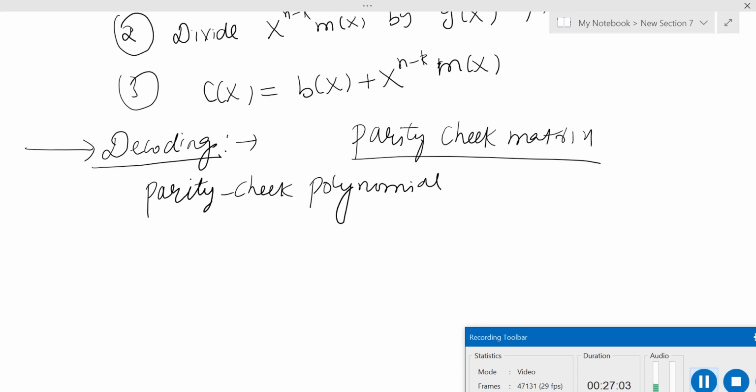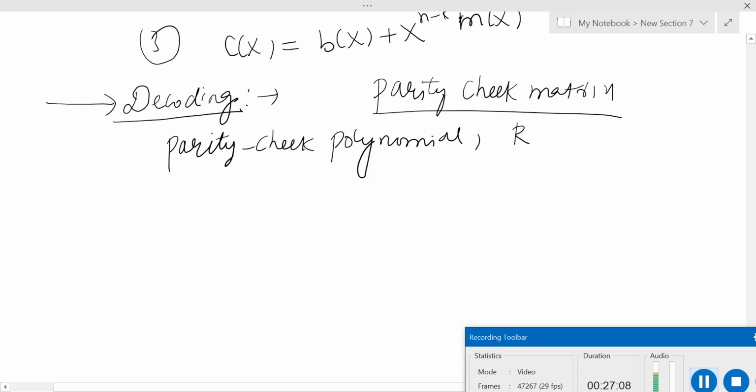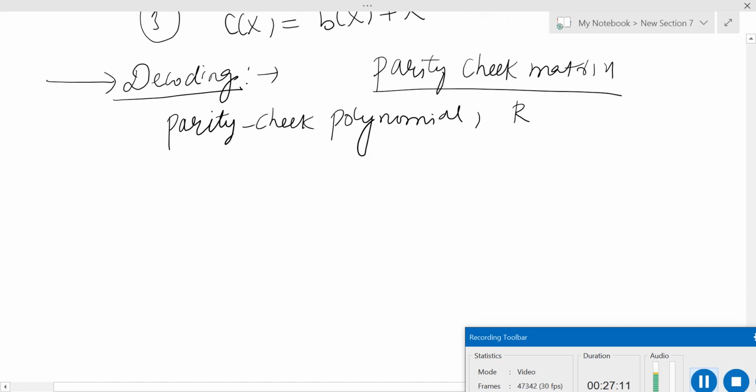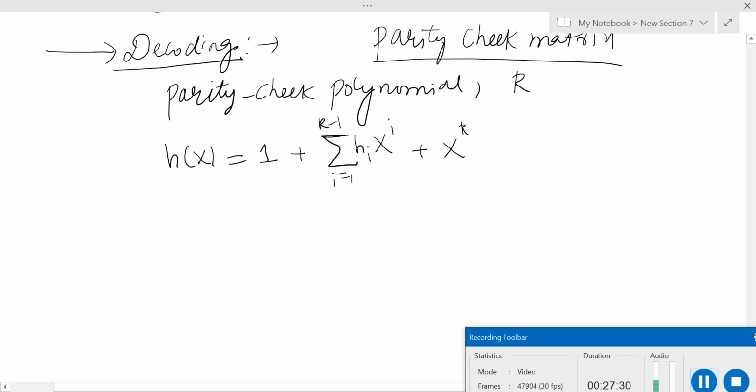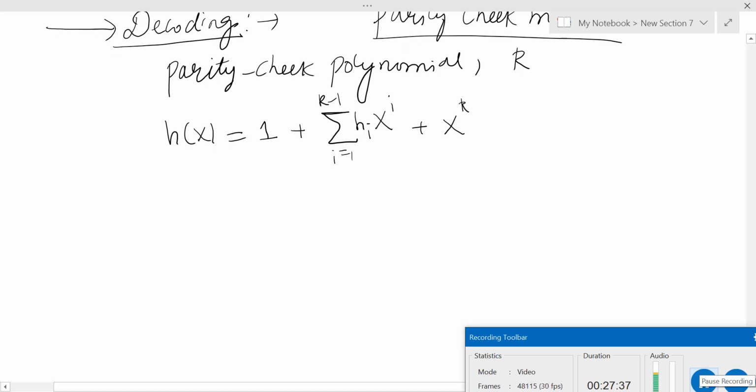The degree of this polynomial is k. This will become clearer with examples why it is k. We will not go into the proof. We call it the parity check polynomial. Since its degree is k, there has to be a constant term and a degree k term, with coefficient 1. In between, there will be terms which may be 0 or 1 depending upon whether hi is 0 or 1. This is your parity check polynomial.